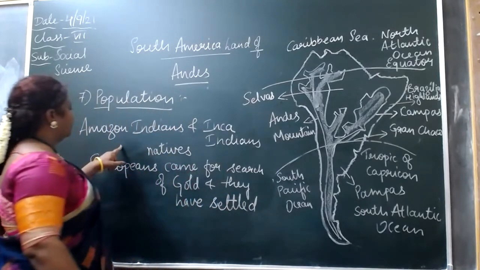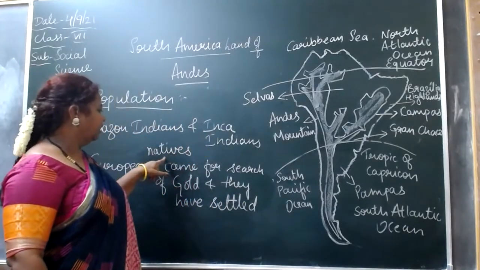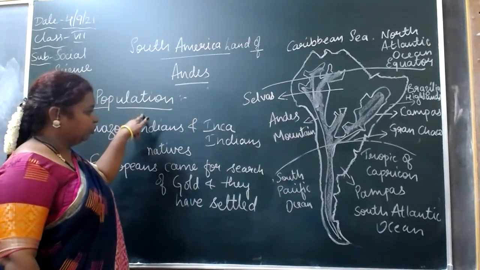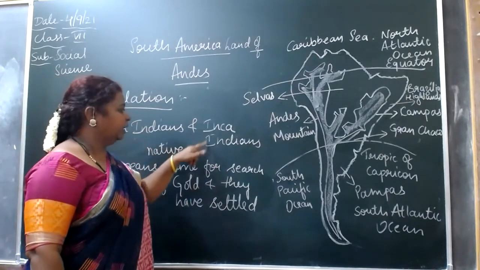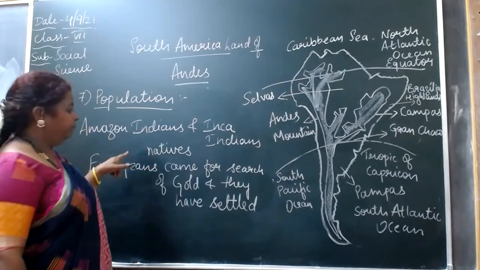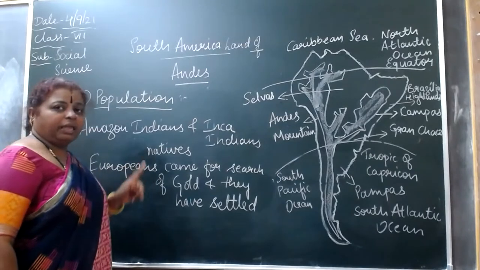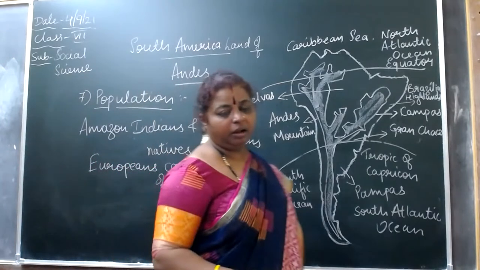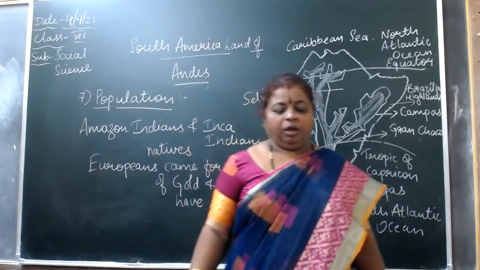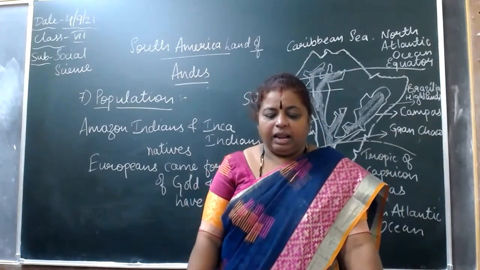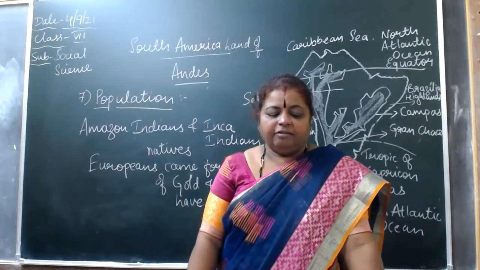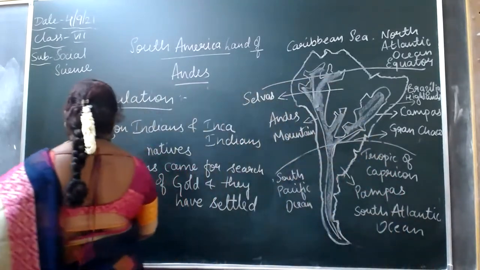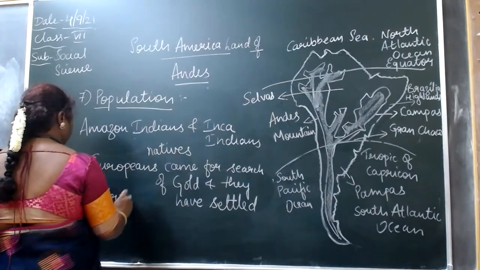Amazon Indians and Inca Indians are the natives of South America. Europeans came in search of gold and later settled there. Slaves were brought from Africa. Who brought them? The Europeans brought African slaves.